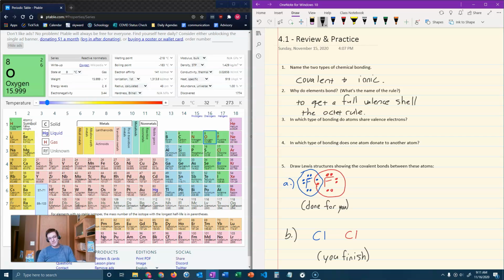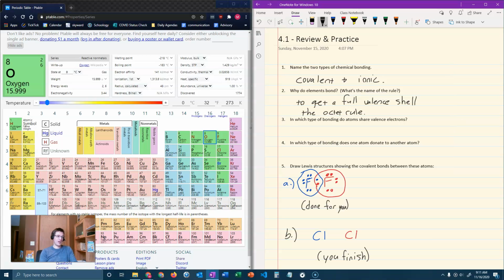Just so you know, and a review here again, the full valence shell is something that elements quote-unquote want because that's a more stable configuration for the electrons. Okay. Number 3, in which type of bonding do atoms share valence electrons? One of them is about sharing. Which one is it? Go ahead and pause in 3, 2, 1.